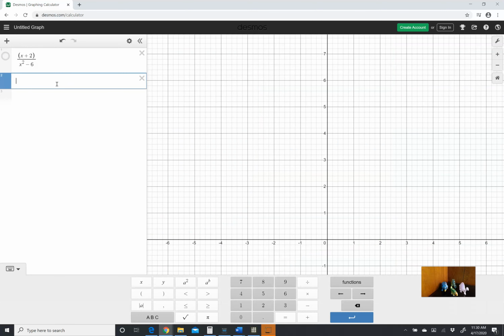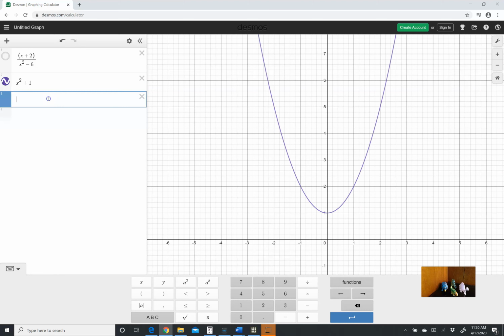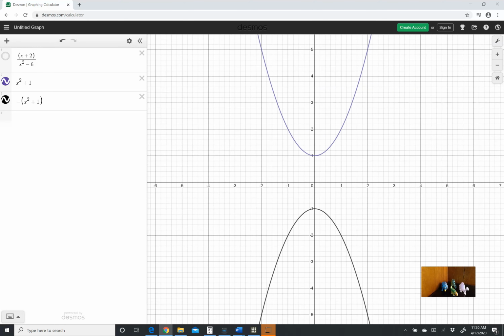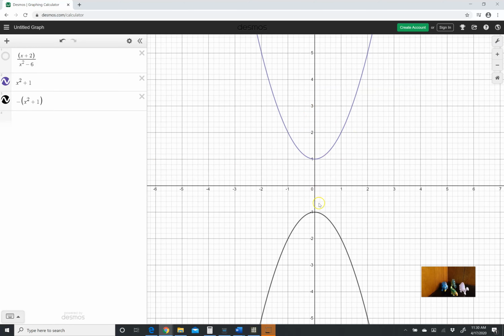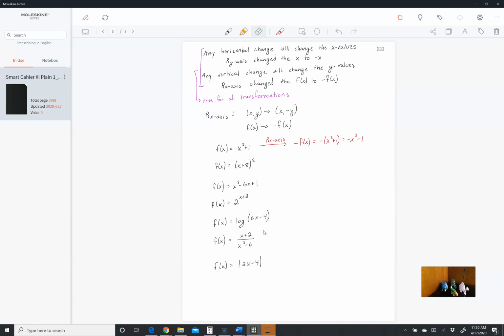Let's take our x squared plus 1. And what we're going to do is reflect it in the x-axis. So we're putting a negative in front of the whole thing. Okay. And what do we see here? We see a reflection in the x-axis. So now for every point up here, there's a corresponding point down here.